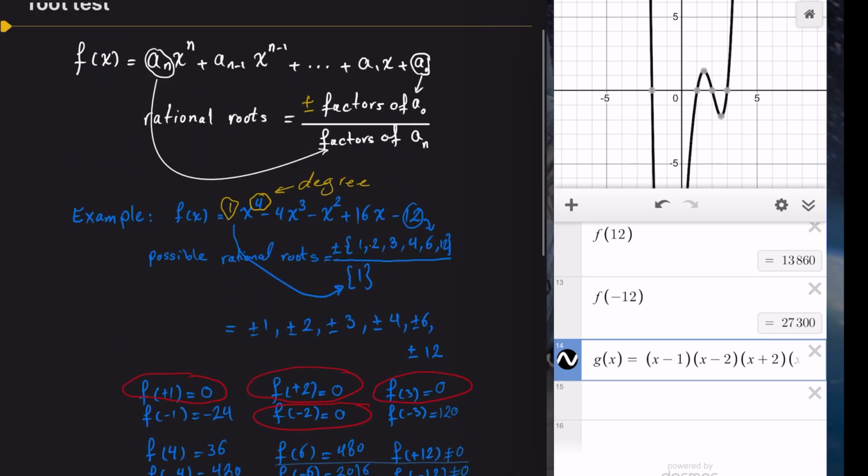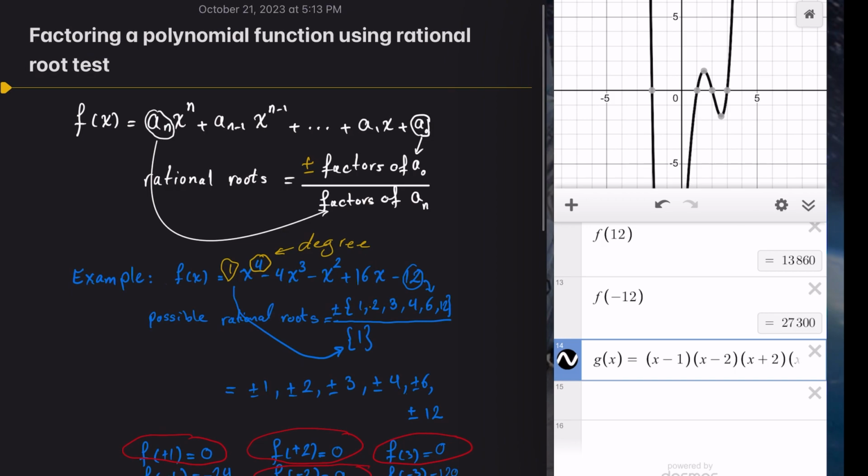So this was a quick intro to what the rational root test is and how it can help us find the rational roots of the polynomial and use that to write the polynomial function in factored form.